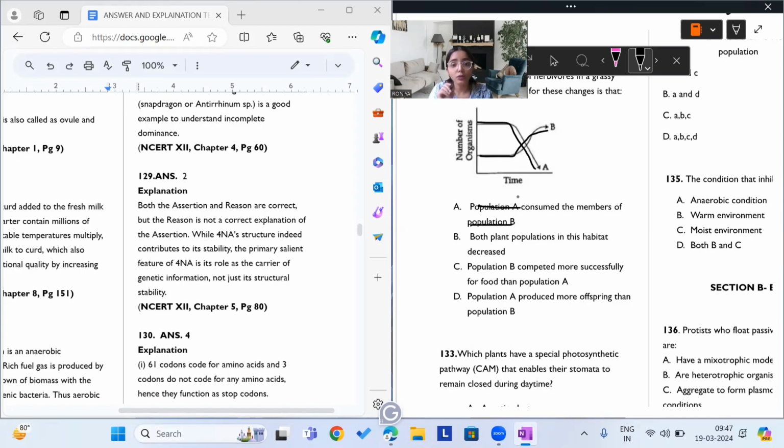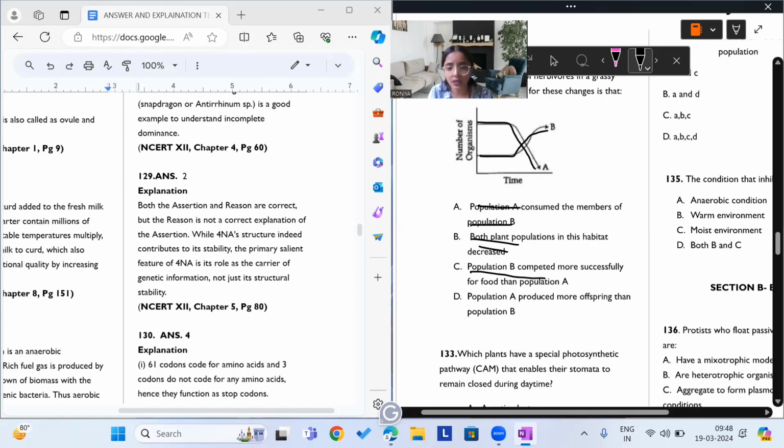Okay, now see, both plant populations in this habitat decrease. No, clearly B is increasing. This is a big blunder, a wrong statement. Population B competed more successfully for the food than population A. Yes, this can be possible. If population B competed more successfully, that is the reason population B is increasing and A is decreasing, because A apparently cannot compete properly. Population A produced more offspring than population B. See, if population A had produced more offspring, it would have increased, right? But no, it is decreasing here, as you can see. So this statement is also wrong, and the answer to this question is option C.